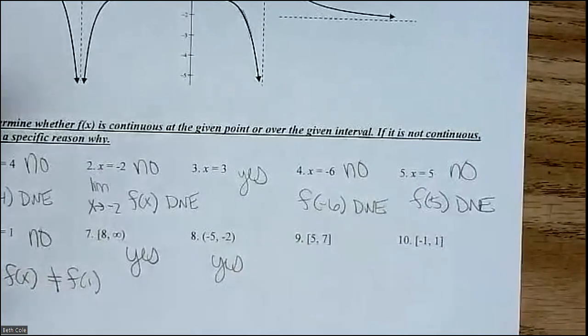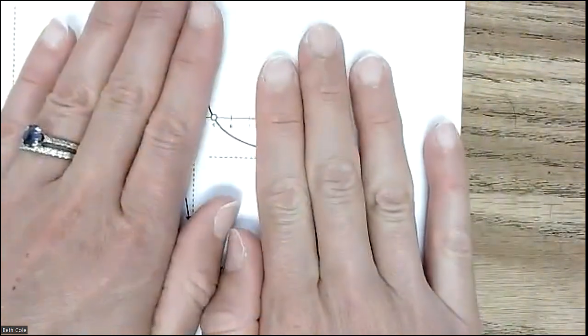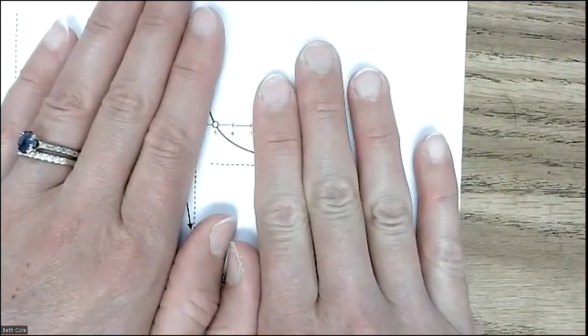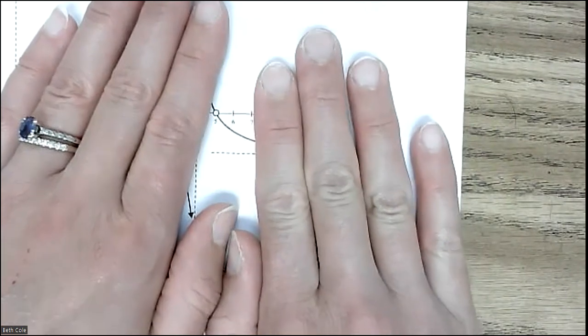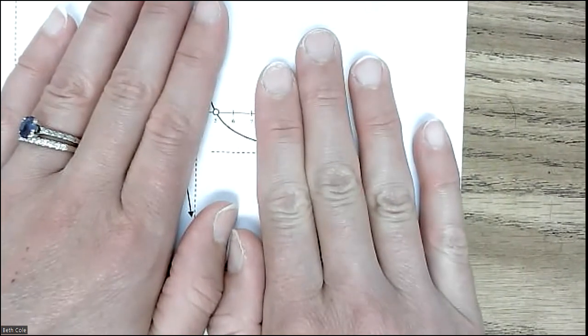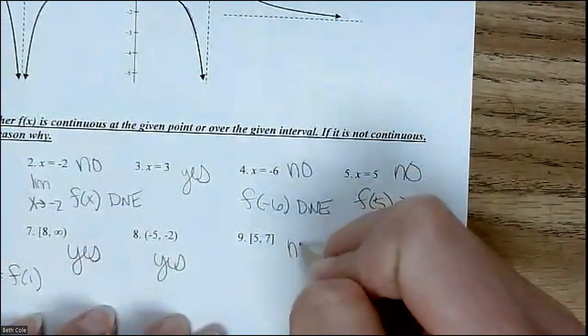All right, from 5 to 7, and you have to include the 5 and the 7. So let's see. Here's 5 to 7. I'll cover everything else up. What do you think? That one's no. And what's the problem? F of 5, there's a hole. F of 5 does not exist.